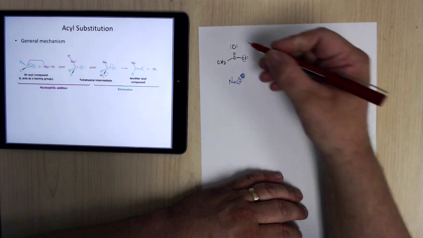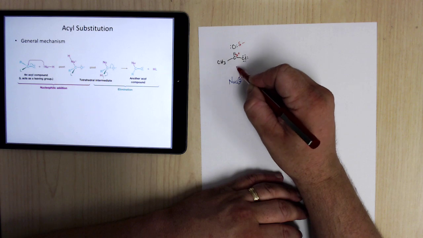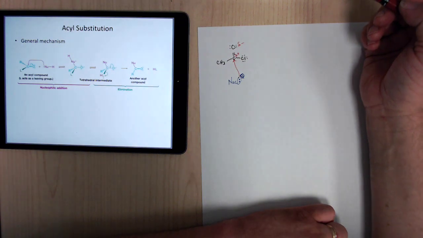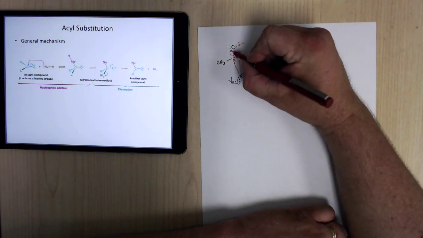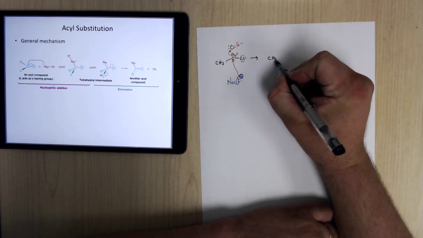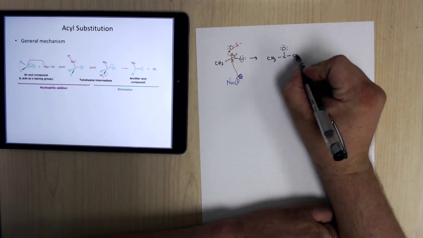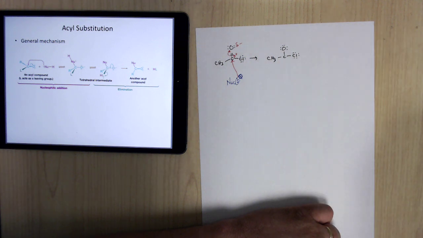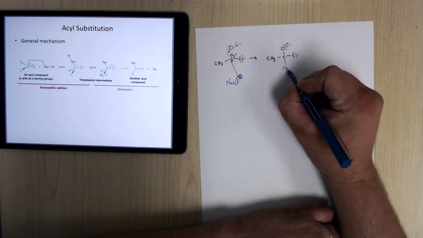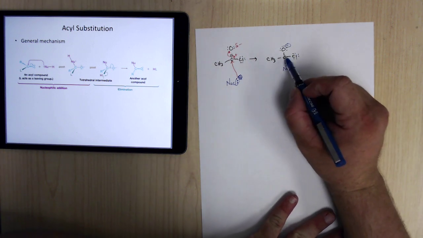Remember, this is a polar covalent bond, so partial positive, partial negative. So this lone pair on the nucleophile is going to want to attack the partial positive on the carbon. Carbon can have 4 bonds, so the easiest way to get rid of that bond is to push it onto the oxygen. When that happens, you get your tetrahedral intermediate. But the molecule doesn't really want to be in this form. So it wants to collapse this back down to C double bond O.